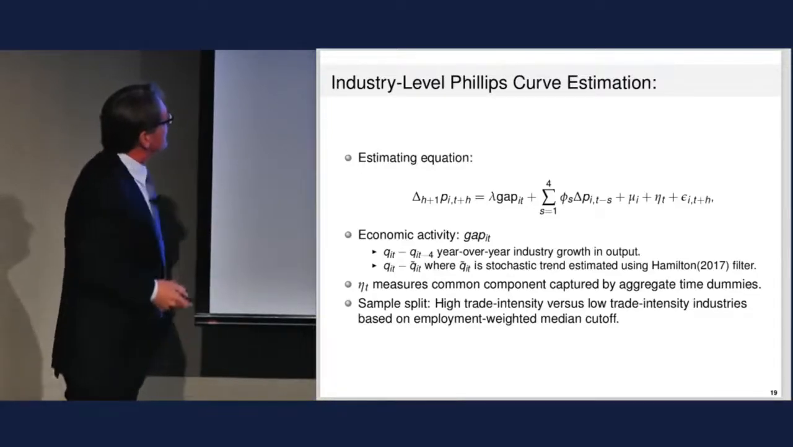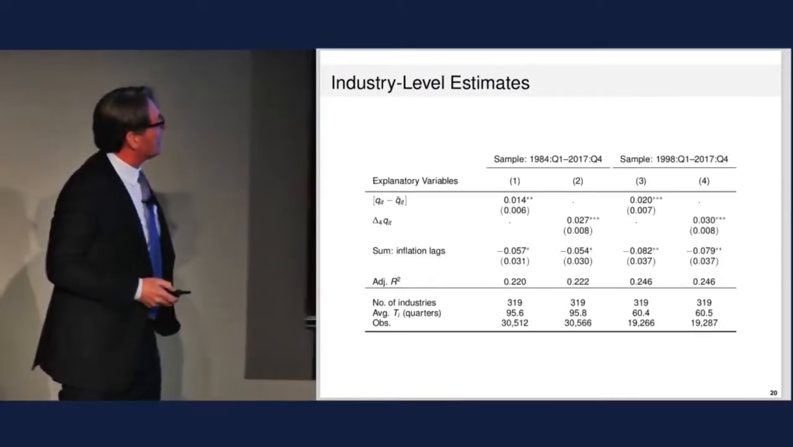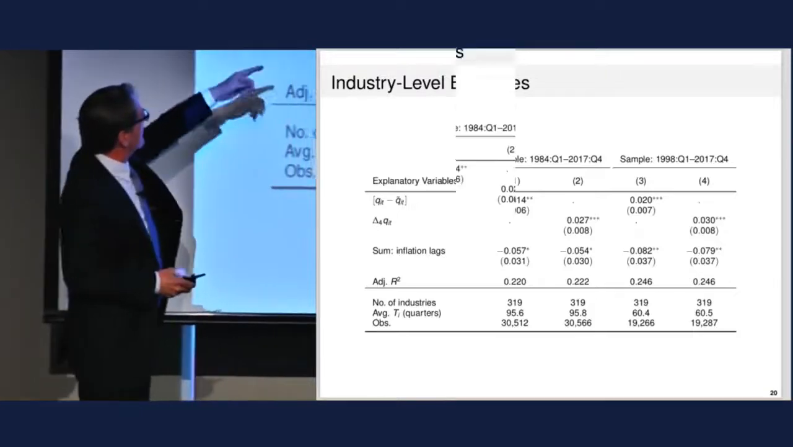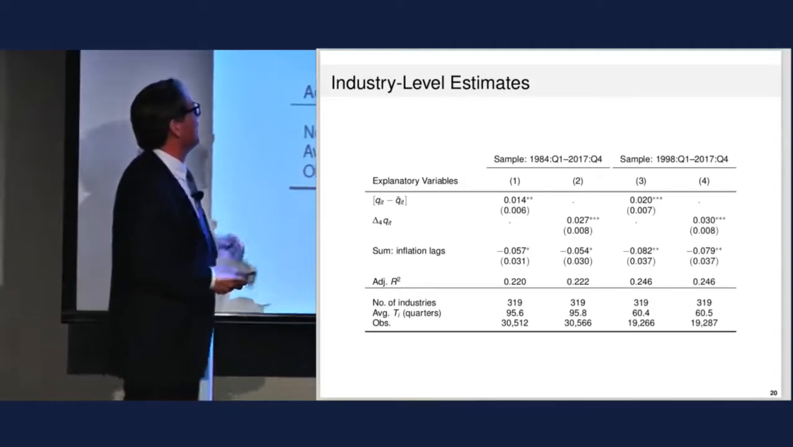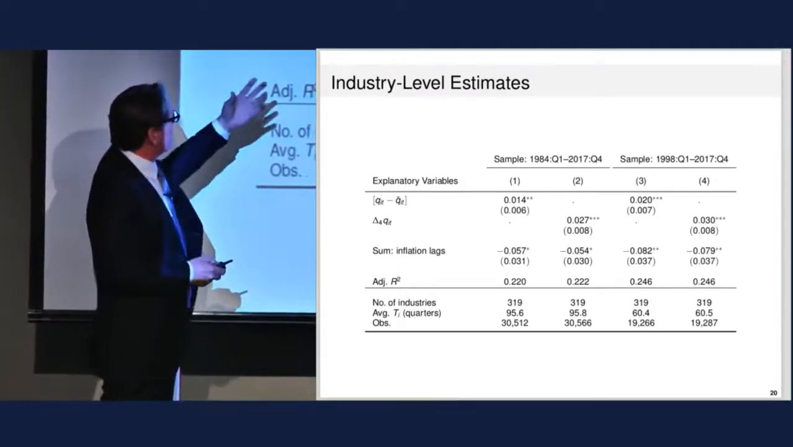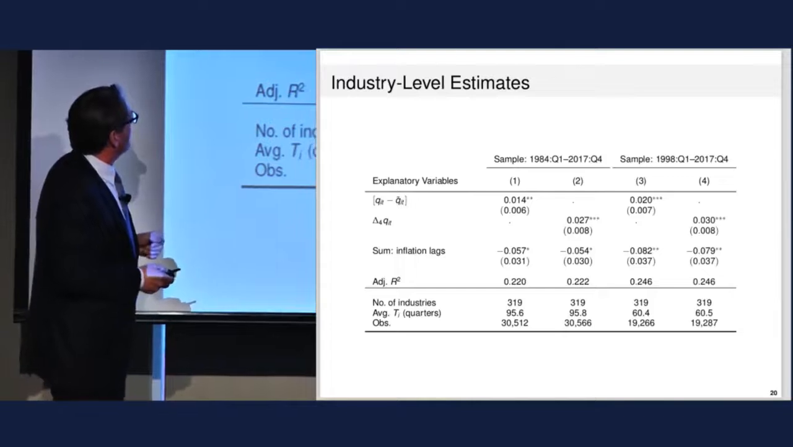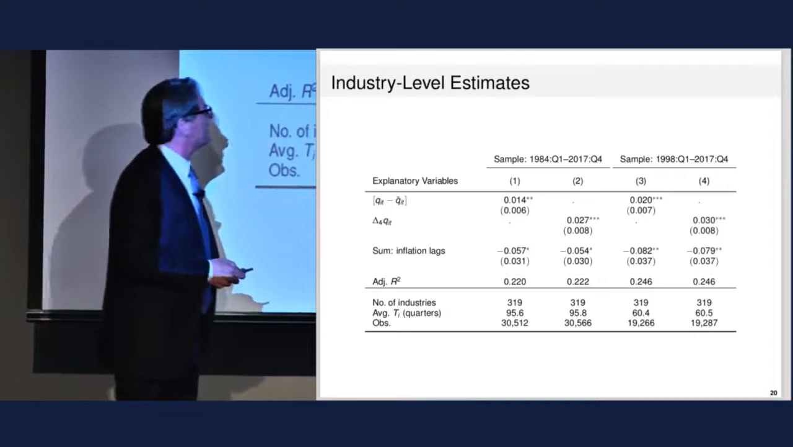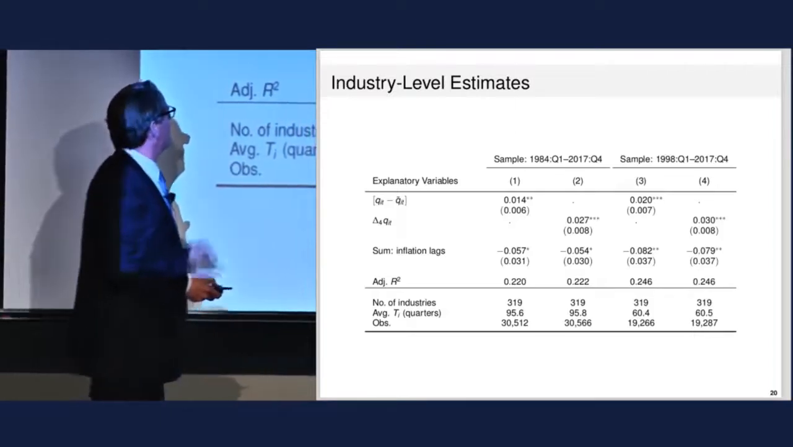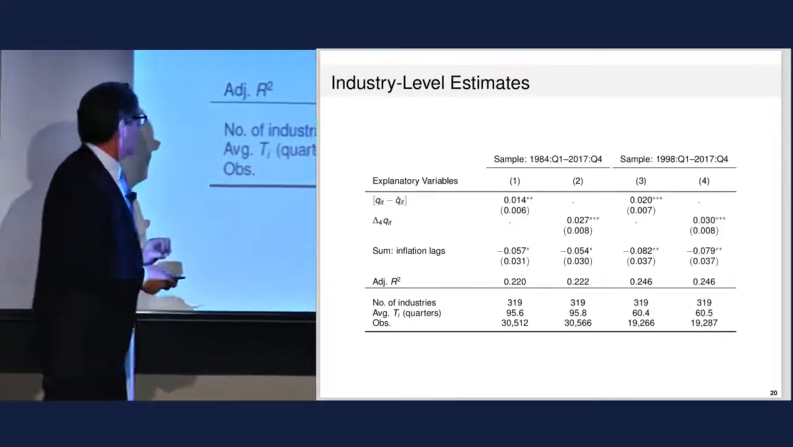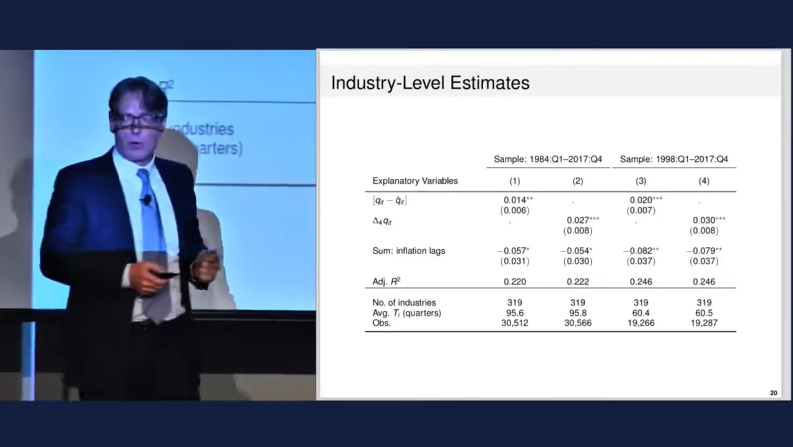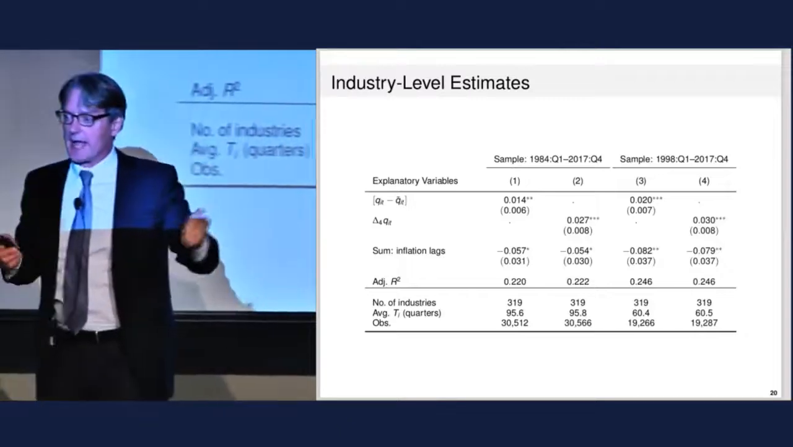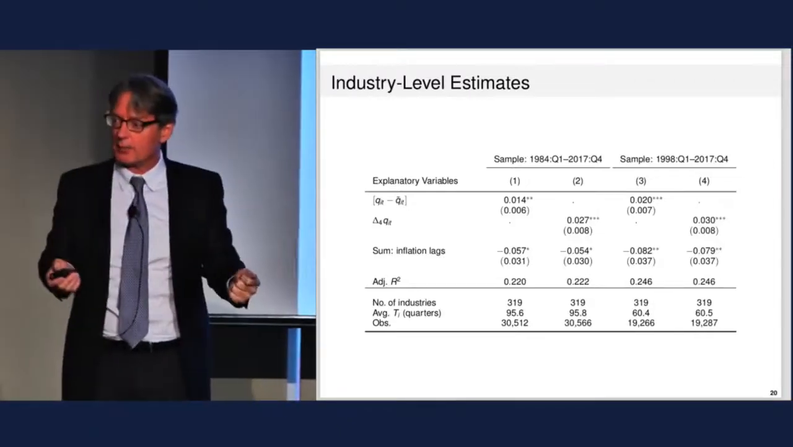Okay. So these are the industry-level estimates. Column one is a regression of, and this is all four-quarter inflation that we're looking at now, four-quarter-ahead inflation on an output gap measure or an output growth measure. It's strongly statistically significant, not much in terms of the inflation lags, but the coefficients are very small, right? They're about 1/10 the magnitude of what we were seeing in the aggregate over that full 1960 sample period.